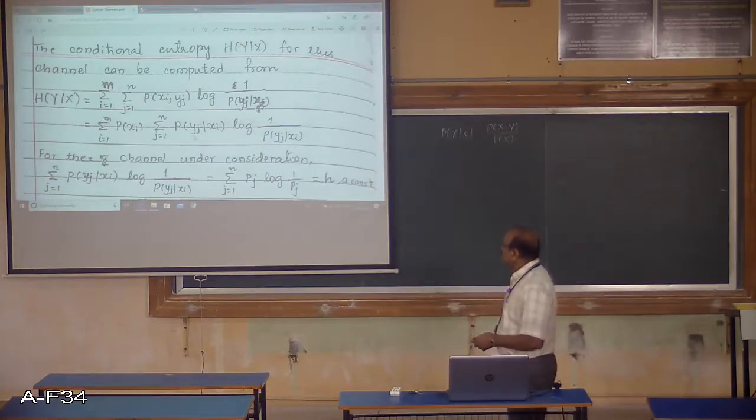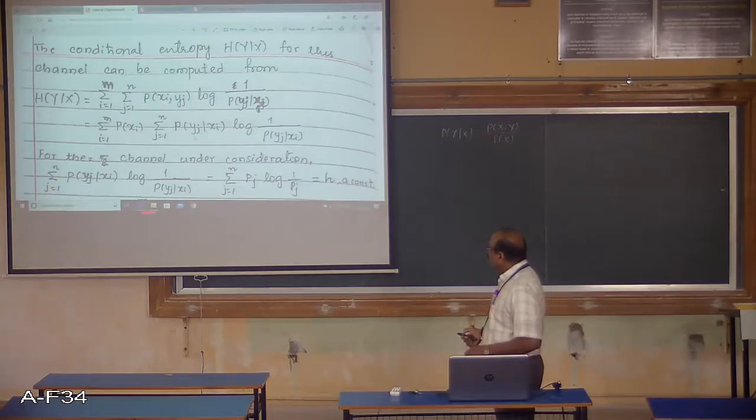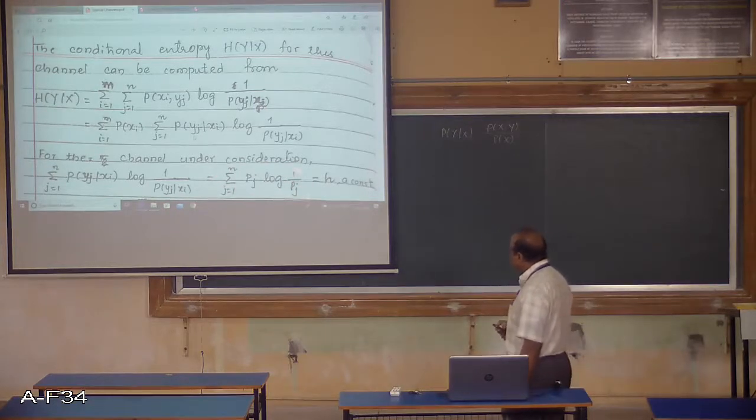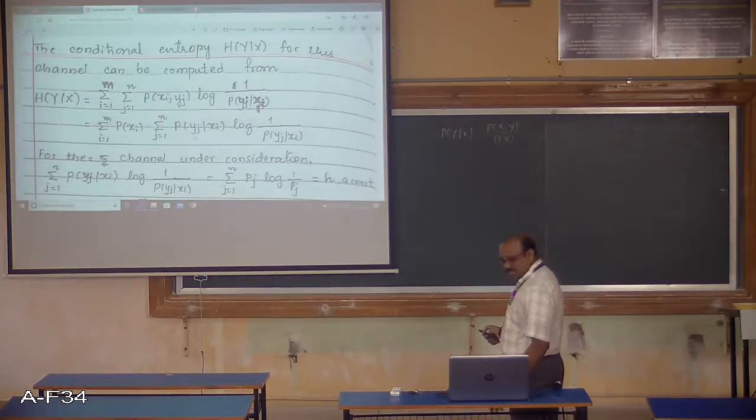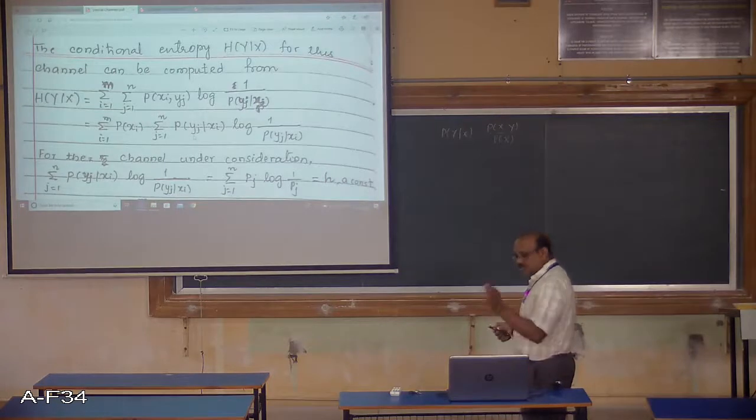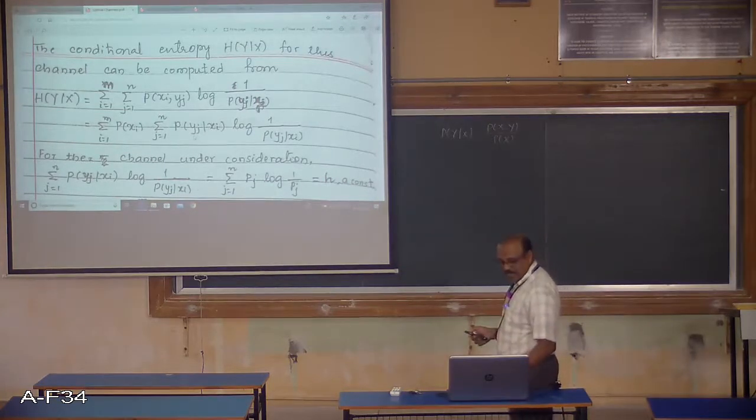So for this channel, we have this summation of P of yj xi log 1 by P of yj xi. If you look at this, since all the elements of one row, and the elements of the successive rows, are the same, if you calculate this summation for one row, it is represented as h, and that is constant for all the rows. This value is a constant.